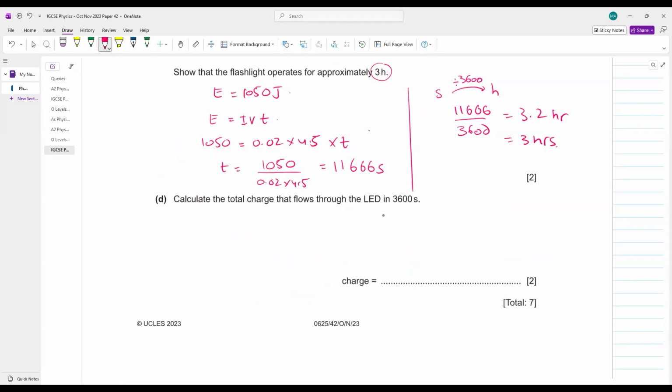Calculate the total charge that flows through the LED in 3600 seconds. Okay, so now we have to calculate the total charge that flows through the LED in 3600 seconds. How will you do that?